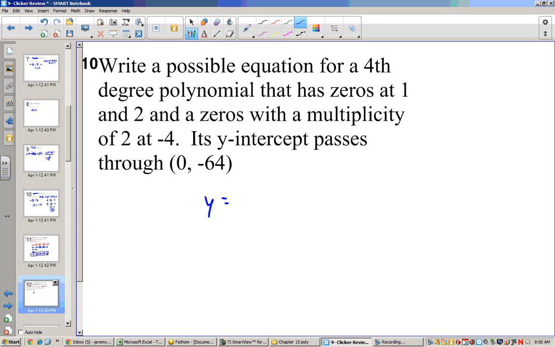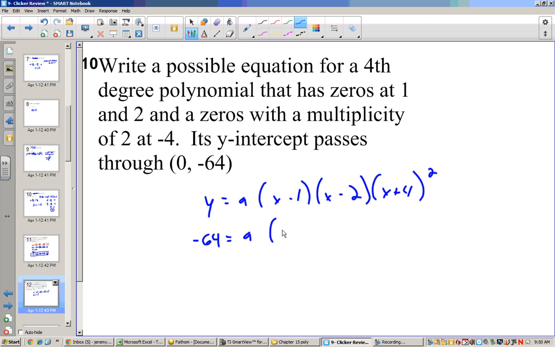All right, we know that it's y equals a times x minus 1, x minus 2, x plus 4 squared. If I plug in a 0 and negative 64, I get negative 64 is equal to a. 0 minus 1 is negative 1. 0 minus 2 is negative 2. 0 plus 4 is 4 squared.